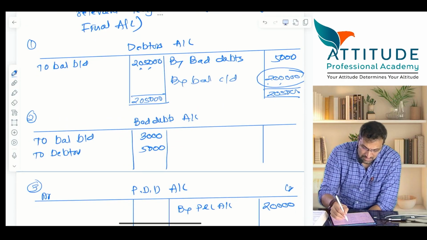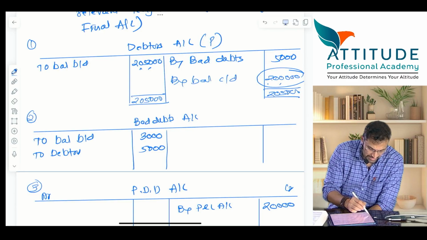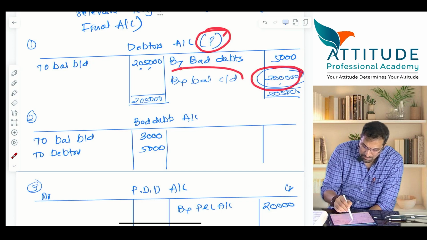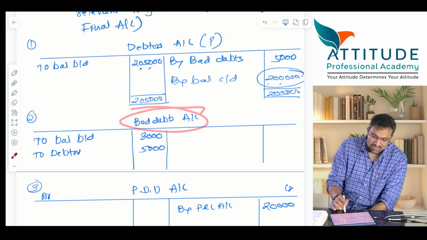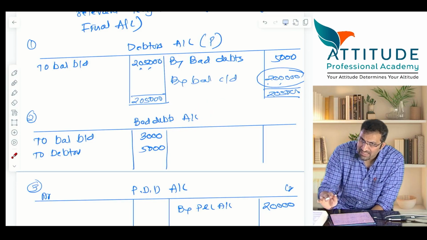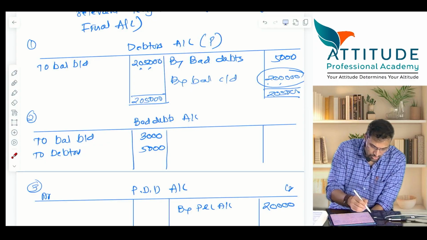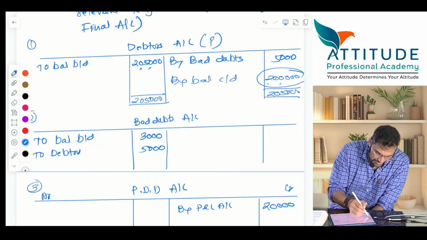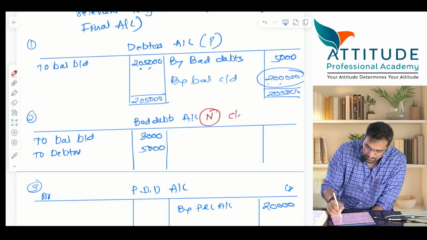Please answer this. Debtors account is a personal account. It is balanced. I once again repeat, guys. Debtors account is a personal account. It is balanced. So I have already written balancing figure. Correct? Bad debts account is a personal account, real account or nominal account? Nominal account. And nominal account should get closed. So where it should go? P&L. So इधर क्या लिखना है? इधर लिखना है ये nominal account है. It should get closed. Closed होना चाहिए.